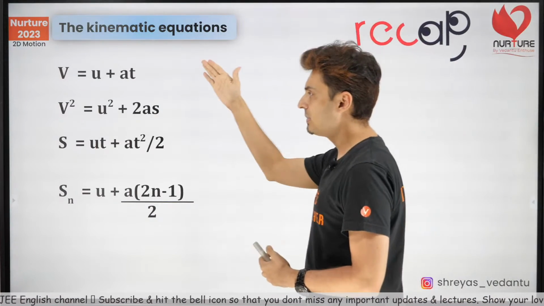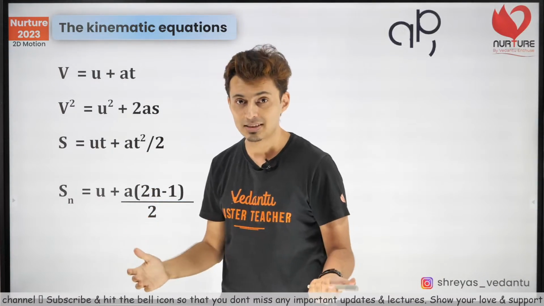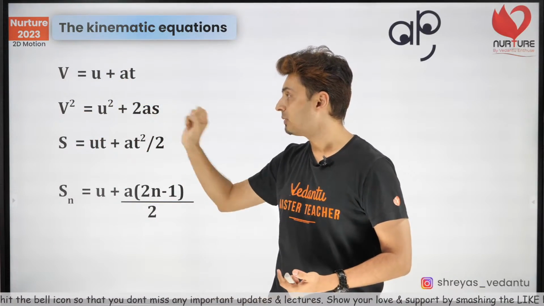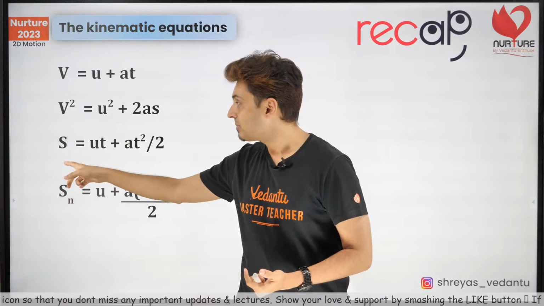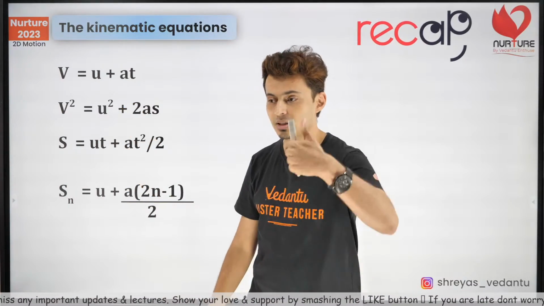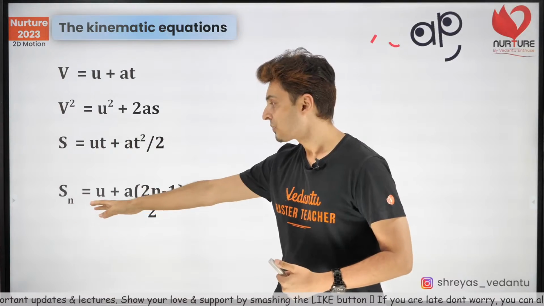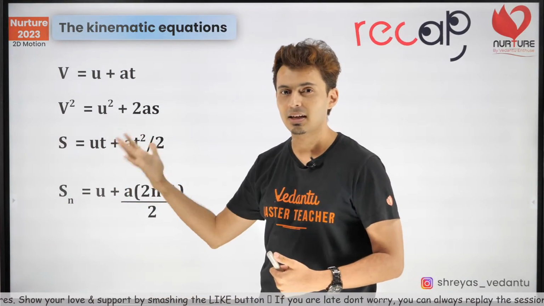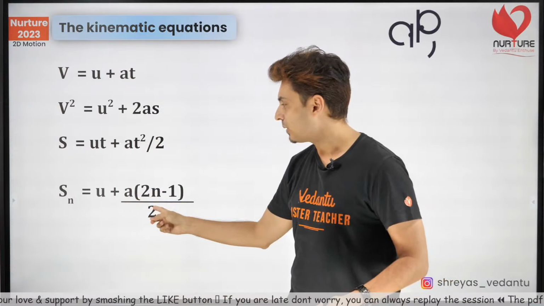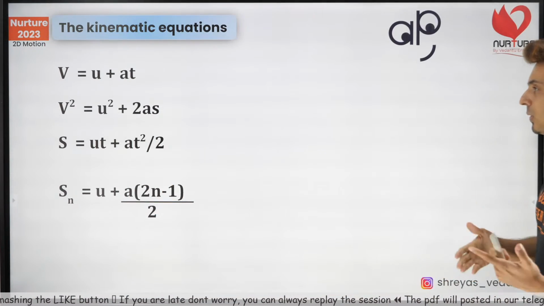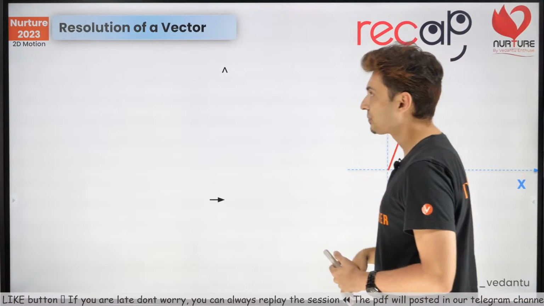We have also seen the basic kinematic equations. v is u plus at. Velocity can be found using time. Velocity can also be found using displacement, and displacement can also be found using time. That's your three kinematic equations, the basic ones. And the fourth one is the displacement in the nth second. So displacement in the 5th, 7th, 8th, 9th, 10th second can be found out using this formula. This is something which we have done, and also we did it in the marathon session.